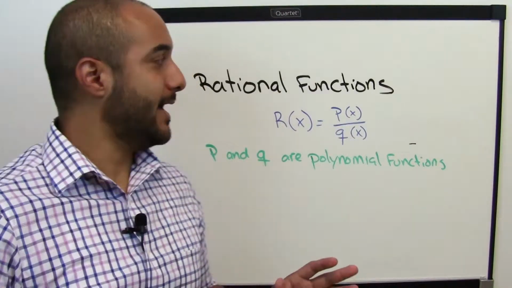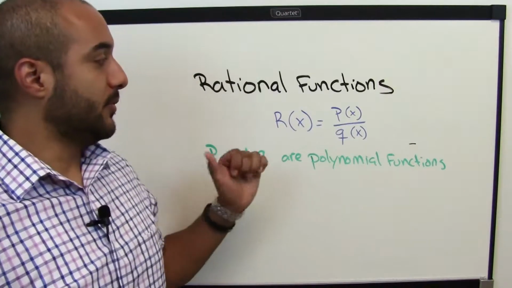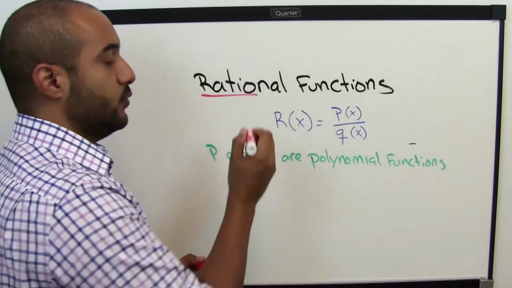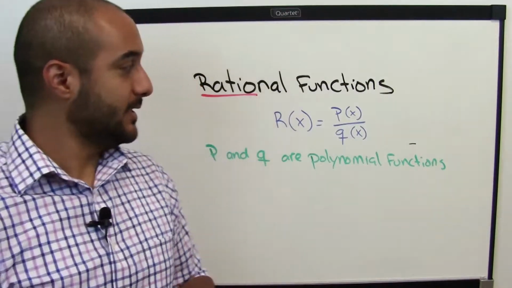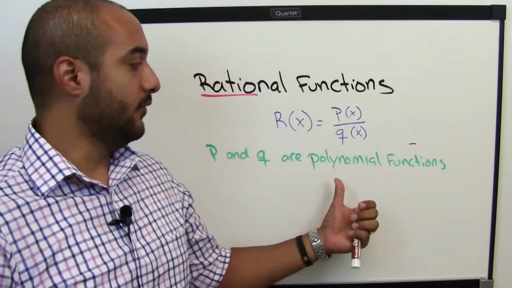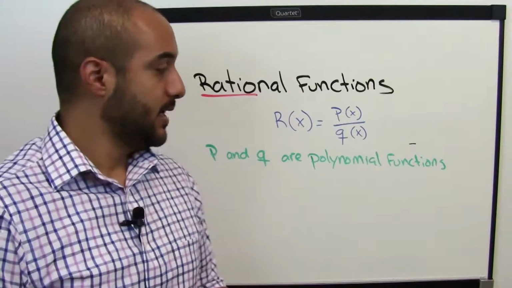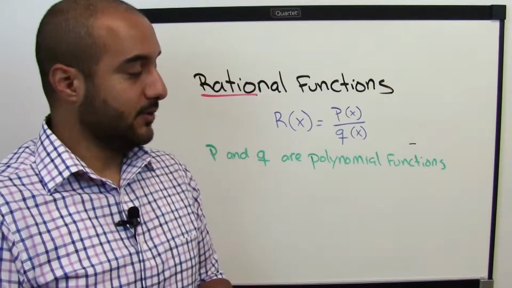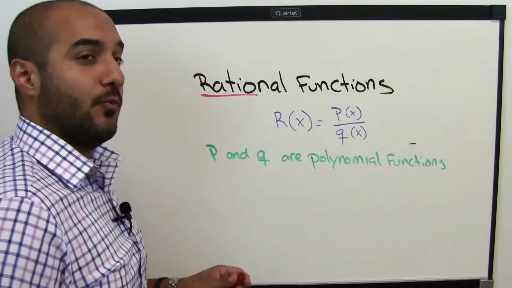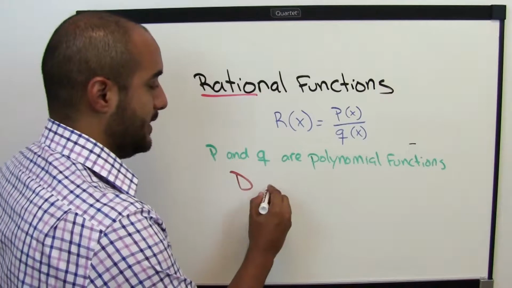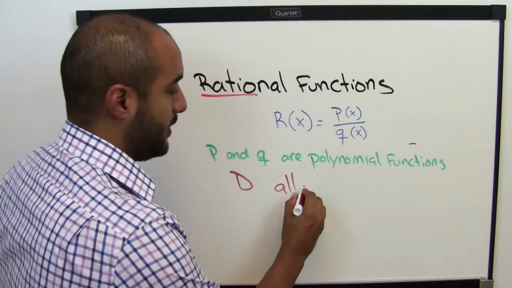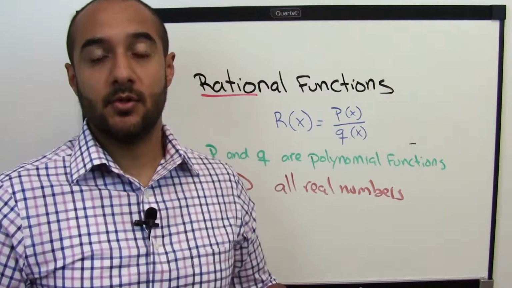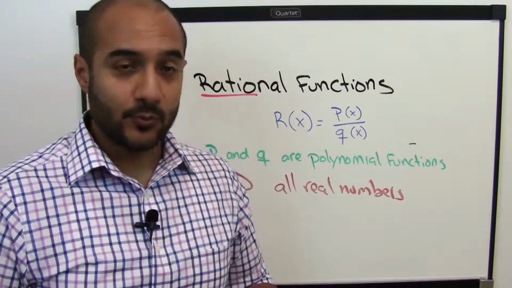All right, so let's take a look at a general rational function. Remember, for a rational function, the root here is ratio. I can make a ratio of something, and here I am making a ratio of a polynomial function. So both P and Q are polynomial functions. Now, I'll tell you right now that the domain for all rational functions is all real numbers. All real numbers. So there you go. This is a really short video then, right?